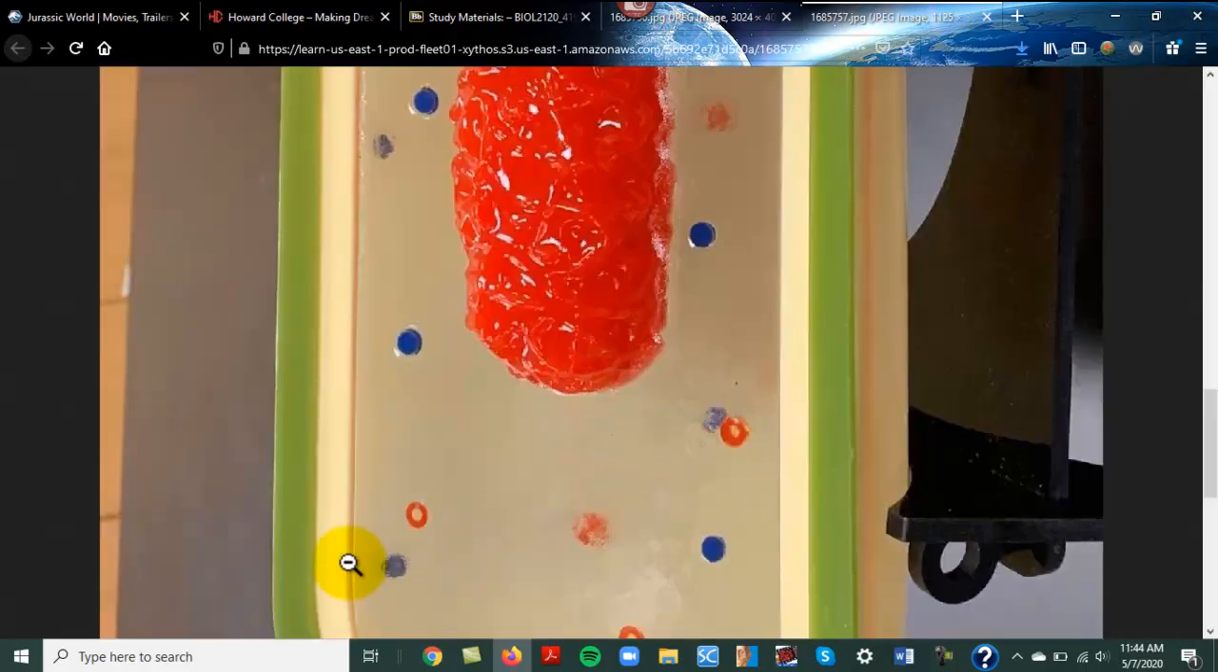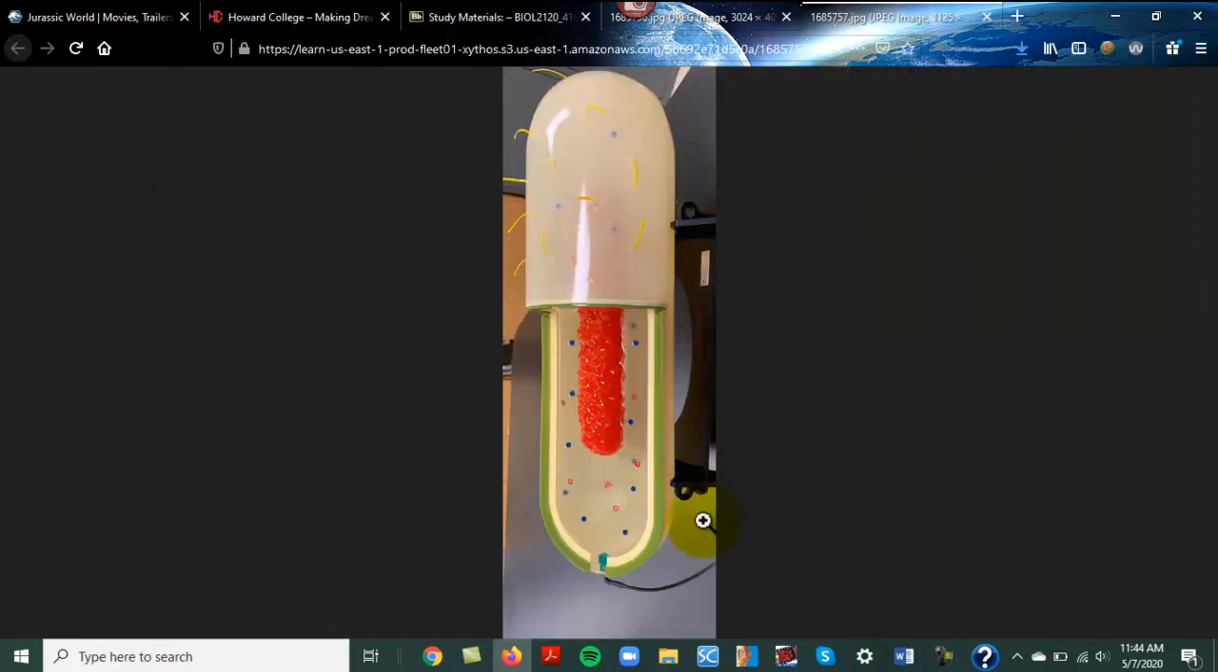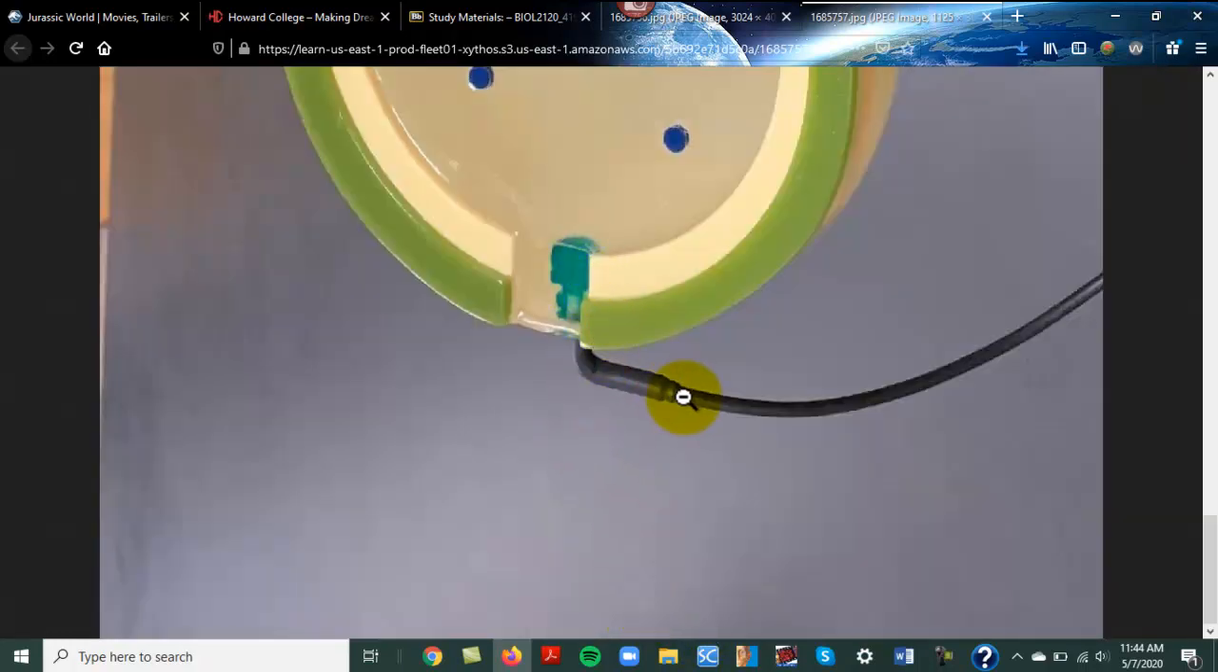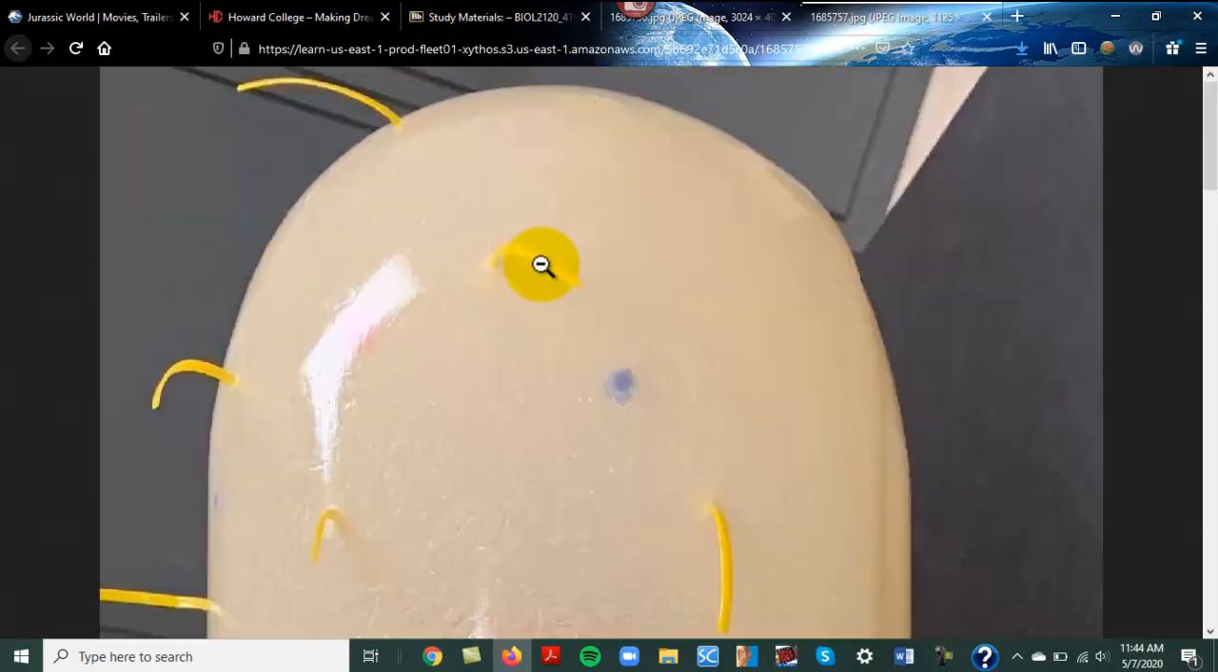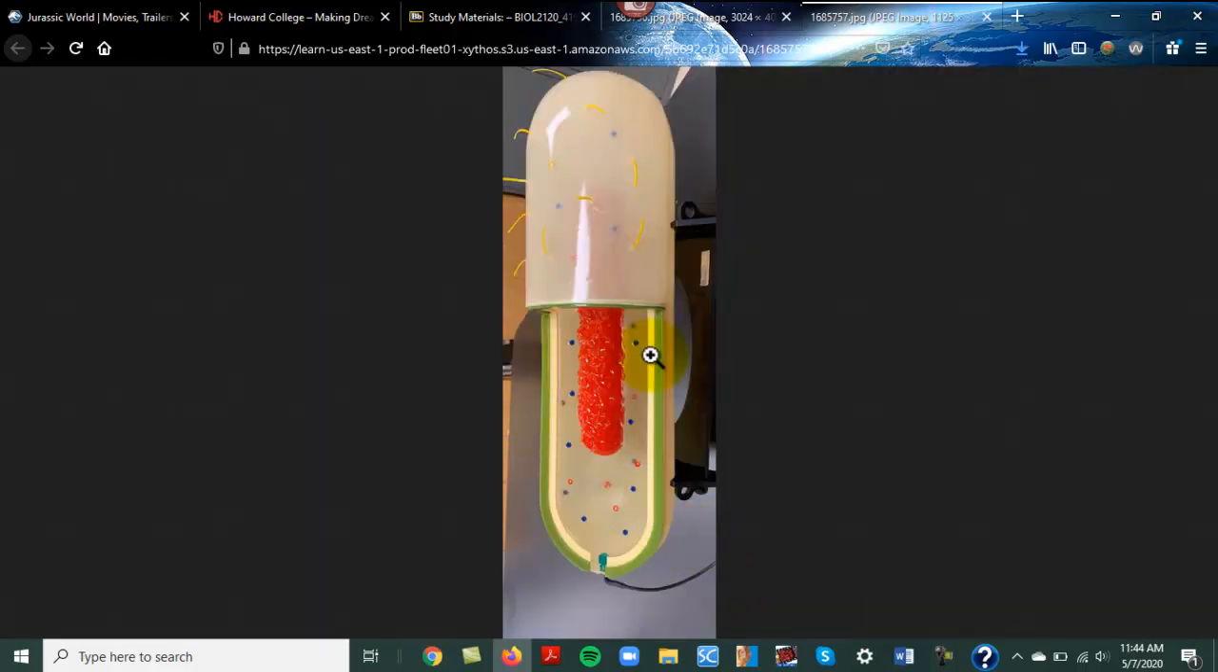If you click on it, the red ring-looking things are supposed to be inclusions. The blue are ribosomes. And then down here at the bottom, see where the anchor is? There's the flagella coming off. You can actually see up here fimbriae, little yellow extensions. And then the cytoplasm would be everything that fills up the inside, the jelly material.